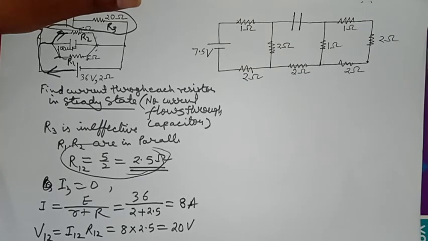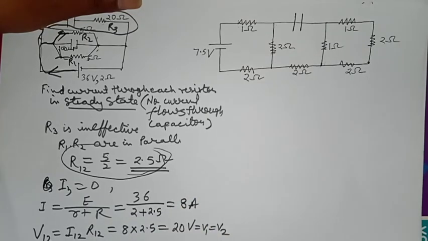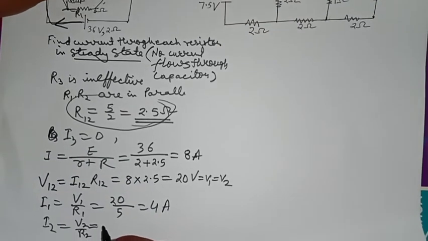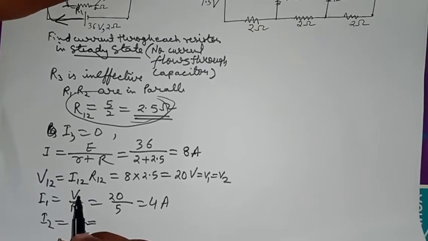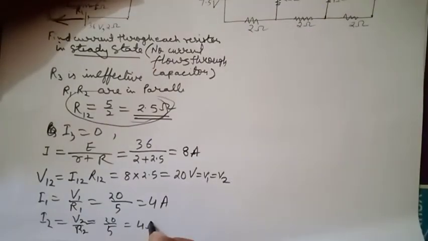So I1 equal to V1 upon R1, because both are in parallel. V12 will be equal to V1 as well as V2 because it is the same in parallel. So V1 is 20 upon R1 is 5, which is 4 ampere. I2 equals V2 upon R2, again 20 upon 5 equal to 4.